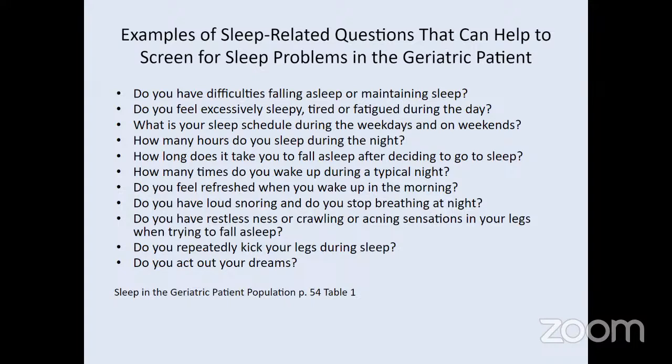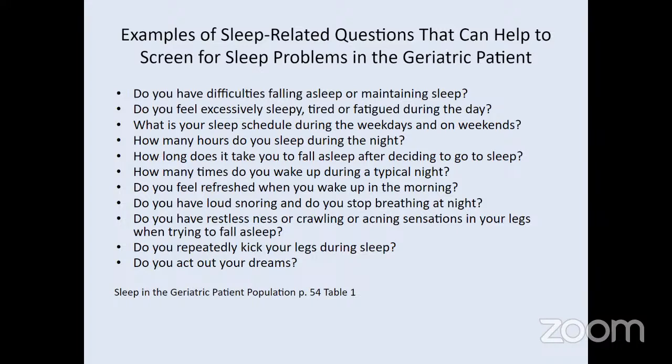As we said, it's usually increased, especially in elderly women. How many times do you wake up during a typical night? And also, this tests fragmentation of sleep. Do you feel refreshed when you wake up in the morning? And do you have loud snoring? And do you stop breathing at night? This question specifically screens for obstructive sleep apnea, which is one of the comorbidities that can lead to insomnia.